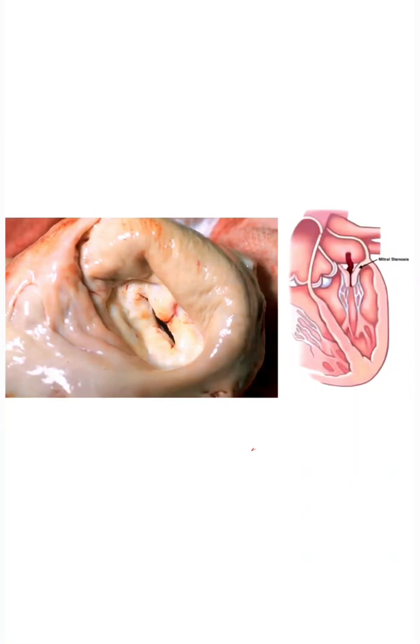Hello everyone. In this video, I'm going to talk about mitral stenosis. It is a condition in which the heart's mitral valve is narrowed. This prevents the valve from opening properly and thereby blocking blood flow coming into the left ventricle from the left atrium, and henceforth leading to an increased risk of a variety of complications.